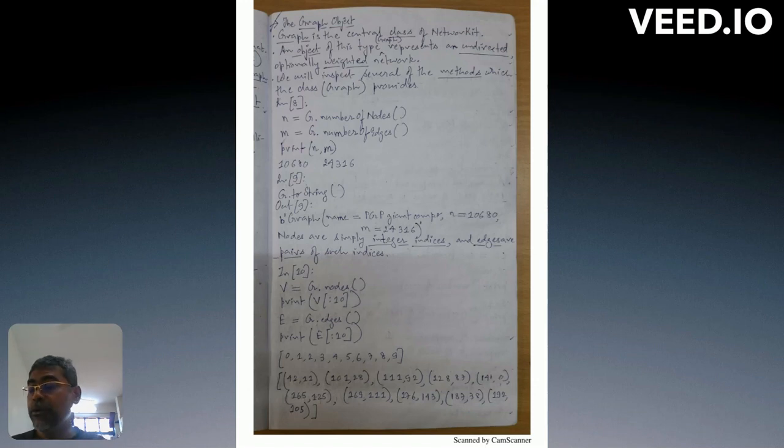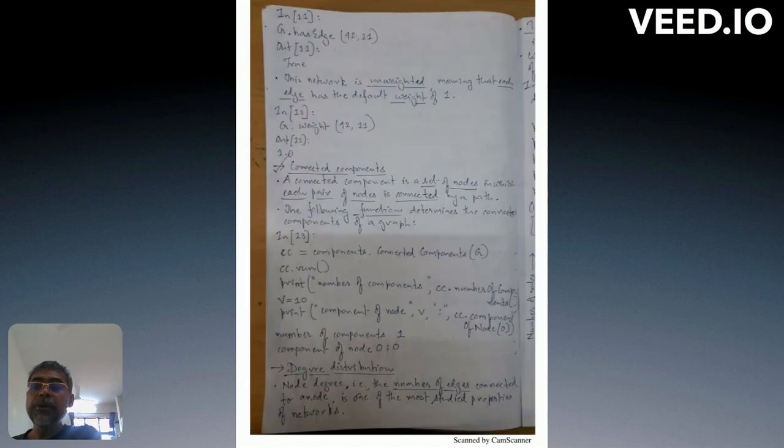Next, you want to check whether an edge exists between a pair of nodes. So we call this method has edge, passing the nodes as parameters, and g.hasEdge returns true or false. As we have seen in the last slide, there does exist an edge between the nodes 42 and 11.